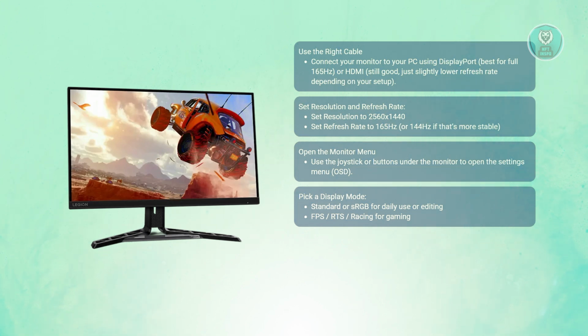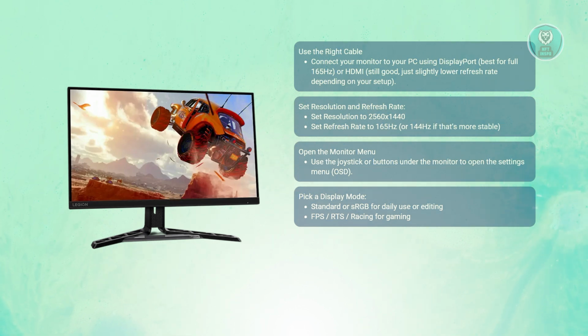Standard is just good for everyday use. FPS, RTS, or racing is ideal for different types of games. sRGB or custom is best for color accuracy, or if you're editing photos or videos. And if you're not gaming heavily, standard or sRGB will look the most natural.